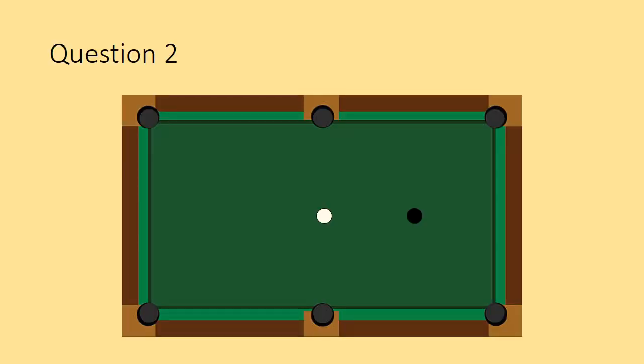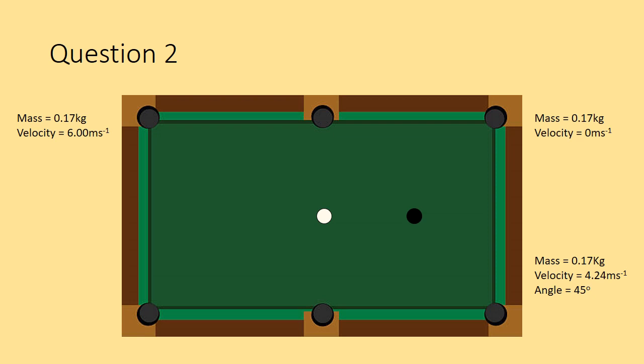So here's our scenario. We have our pool table, we have our cue ball sat ready to go. The mass of the cue ball is 0.17 kilograms and its velocity when struck is 6 meters per second. The mass of the black ball, again 0.17 kilograms, and it's sat stationary, completely unaware of what's about to happen. After it has been struck, the black ball still has a mass of 0.17 kilograms. Its velocity is now 4.24 meters per second at an angle of 45 degrees. So what's going to happen to the white ball? Its mass isn't going to change, but what is its velocity and what angle is it moving off at? And how are we going to work this out?